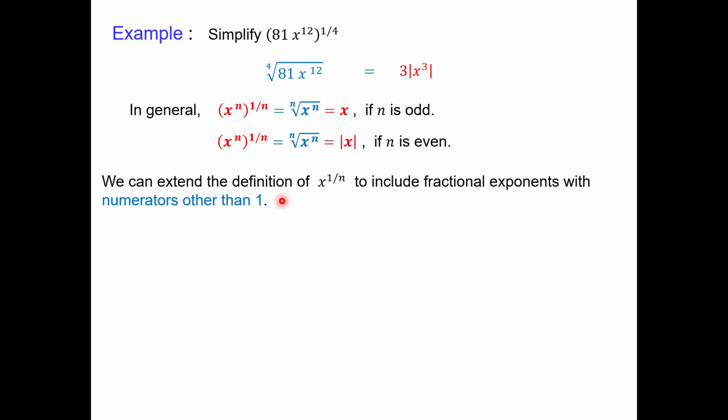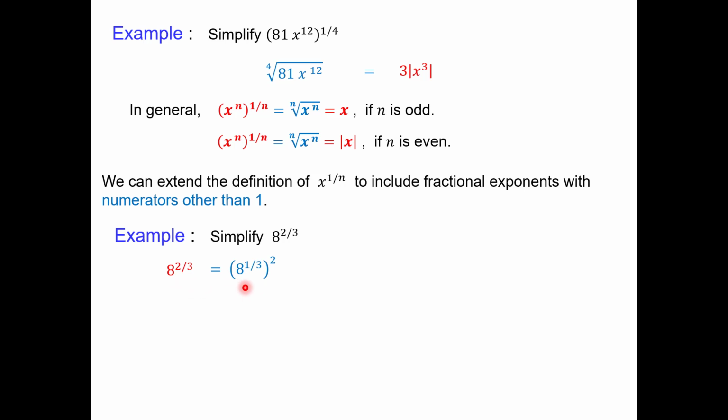Now we can extend the definition of x to the 1 over n power to include fractional exponents with other numerators, so not just a 1. So here's another example. This time we have 8 to the 2/3 power. So until now, if you've never seen rational exponents before, you would see this and you wouldn't really have any idea of what to do here. How do I simplify this? Well, now we know if you have a rational exponent, that fraction actually represents a radical.